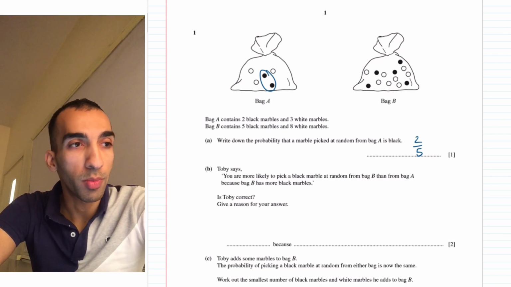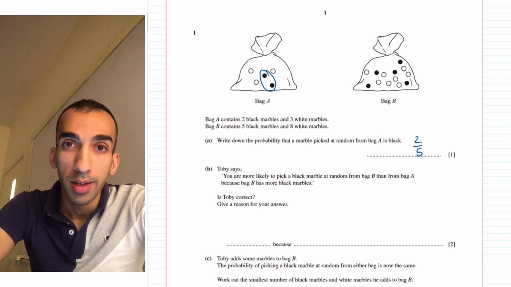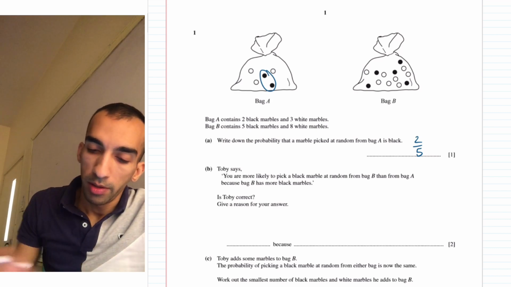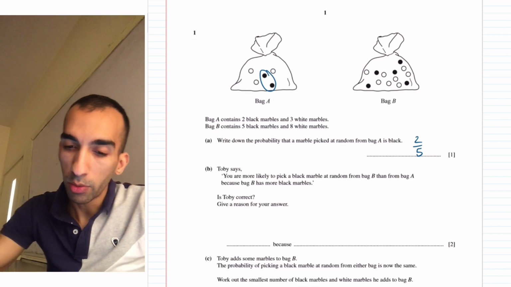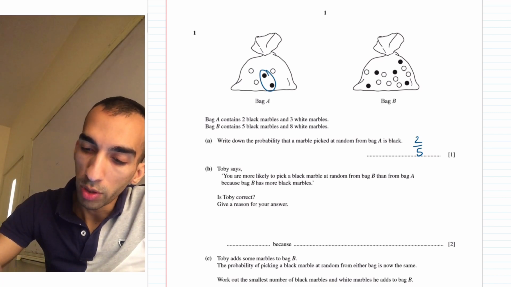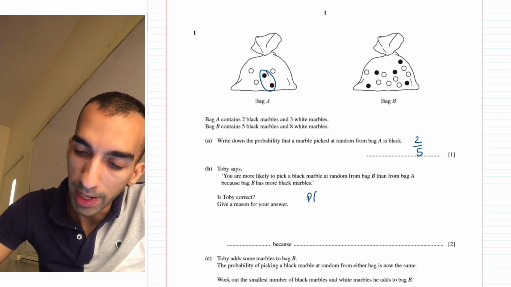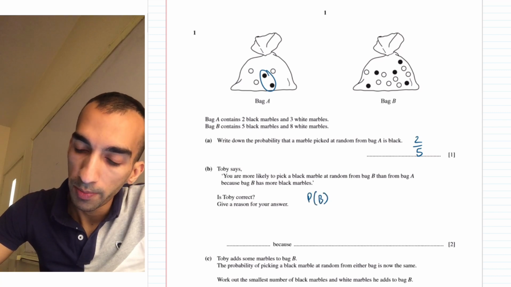Toby says you are more likely to pick a black marble from bag A than bag B because bag B has more marbles, so there's a higher chance. Is Toby correct or not? The only way we can know that for sure is once we calculate probabilities for both. So what is the probability of selecting a black marble from bag B?